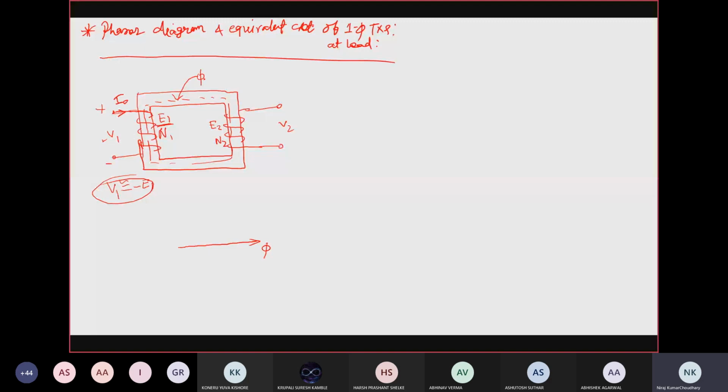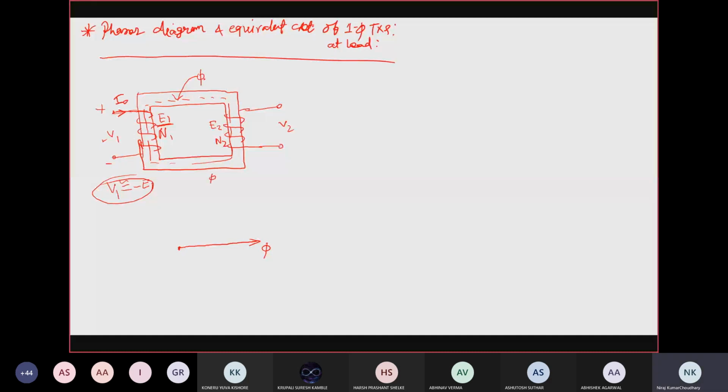So now if we have considered flux on the reference axis in this direction, then can you say what will be the direction of the induced EMF in the two coils in this phasor diagram? किधर होगा? We have already discussed in the last class. 90 डिग्री ऊपर, ऊपर या नीचे? ऊपर.